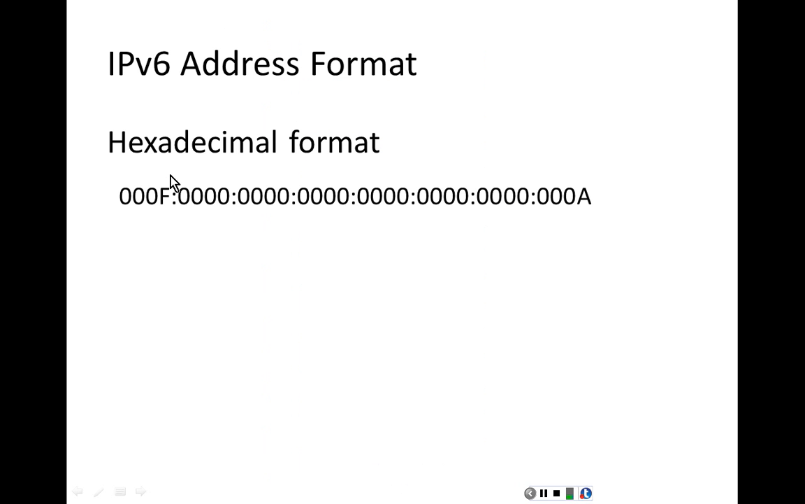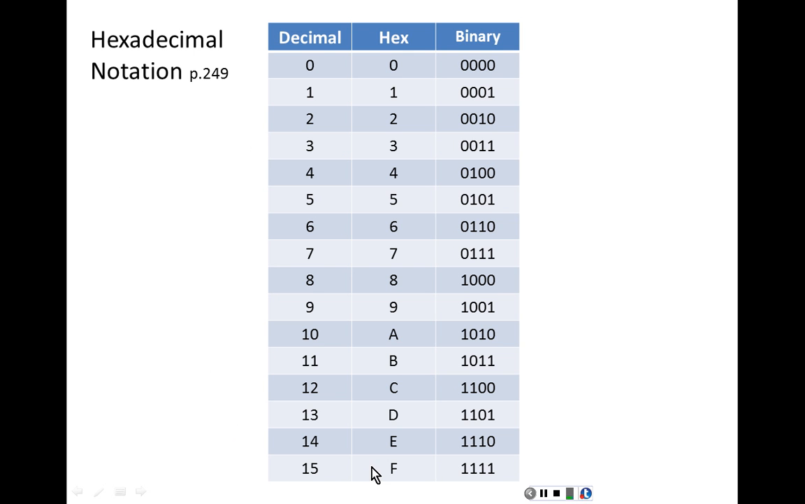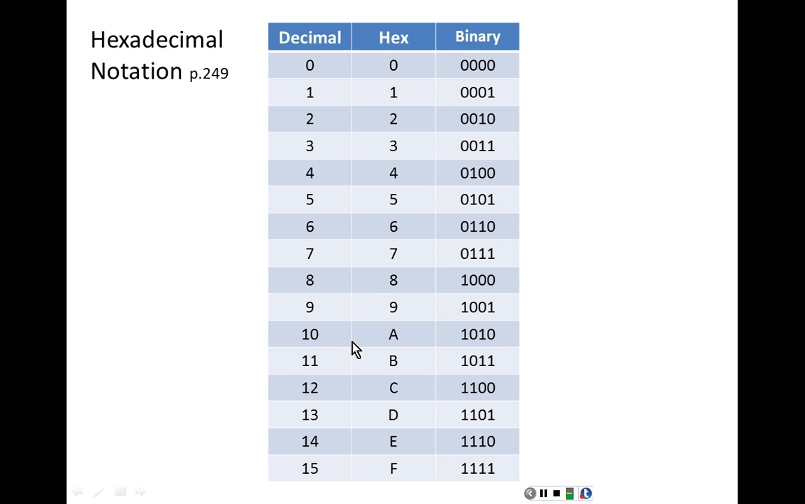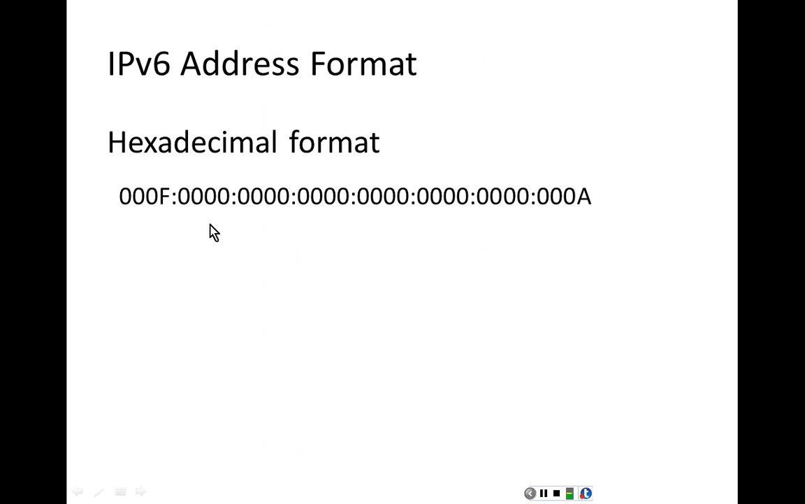So if we look at this IP address, we can see that the network ID is 15. How do you get that? Because F is 15. And the host ID is A. A is 10. So you can see it's network 15, workstation 10.